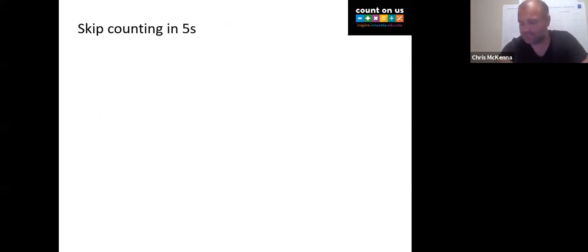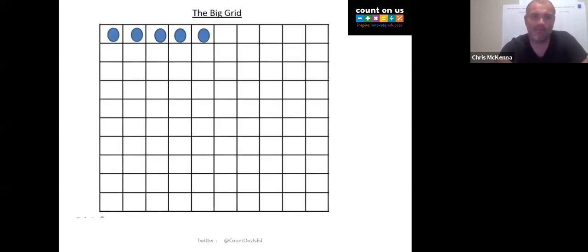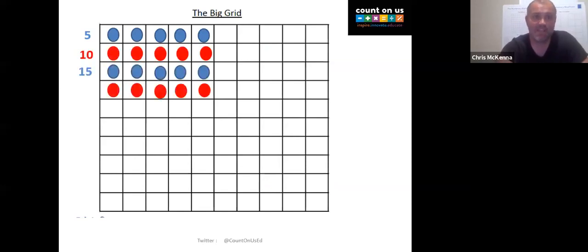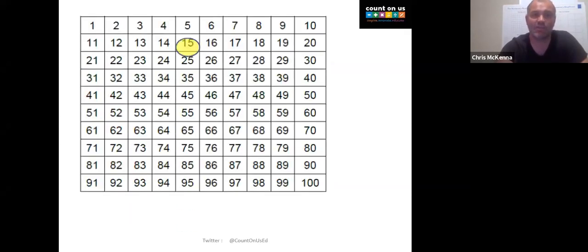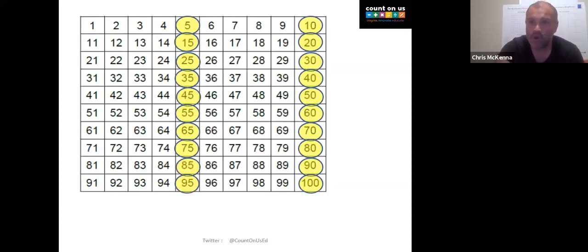Skip counting in 5s. We've got 5 dots. 5, other 5 makes 10, 15. What's next? 5, 10, 15, 20, 25, 30, 35, 40, 45, 50. Again, we can look at the pattern on the 100 square or on a number line. The reason I'm using the 100 square is because my number line only goes to 30. It's quite difficult to see it on the screen, or it gets far too small.